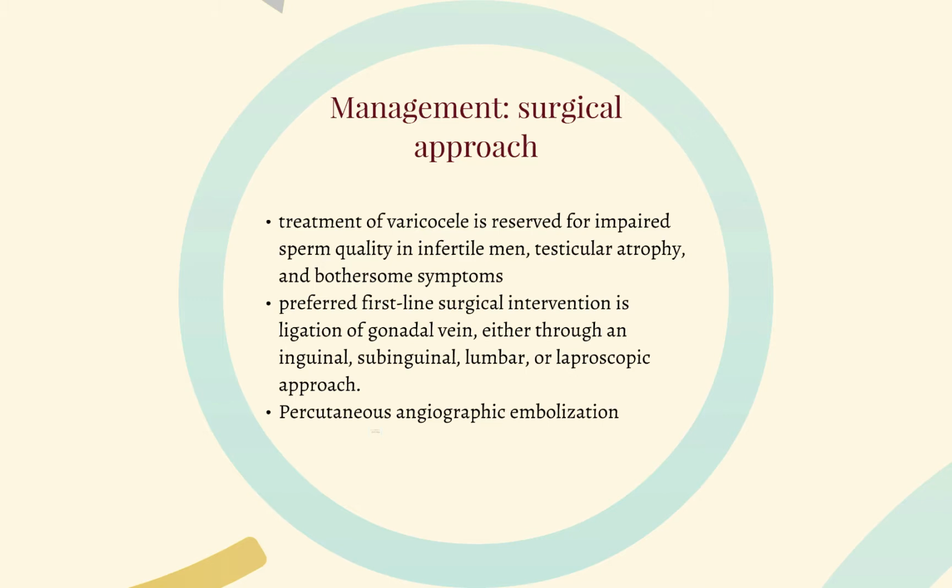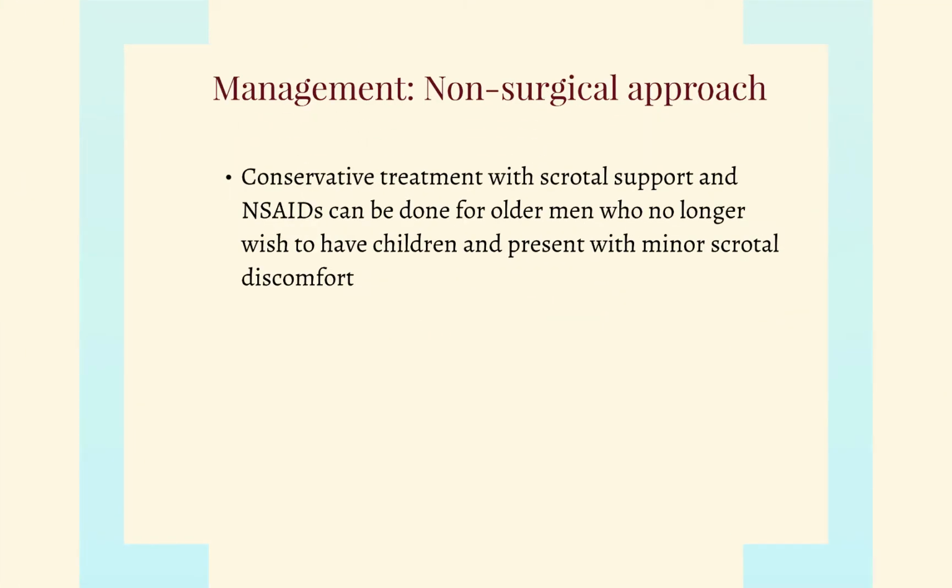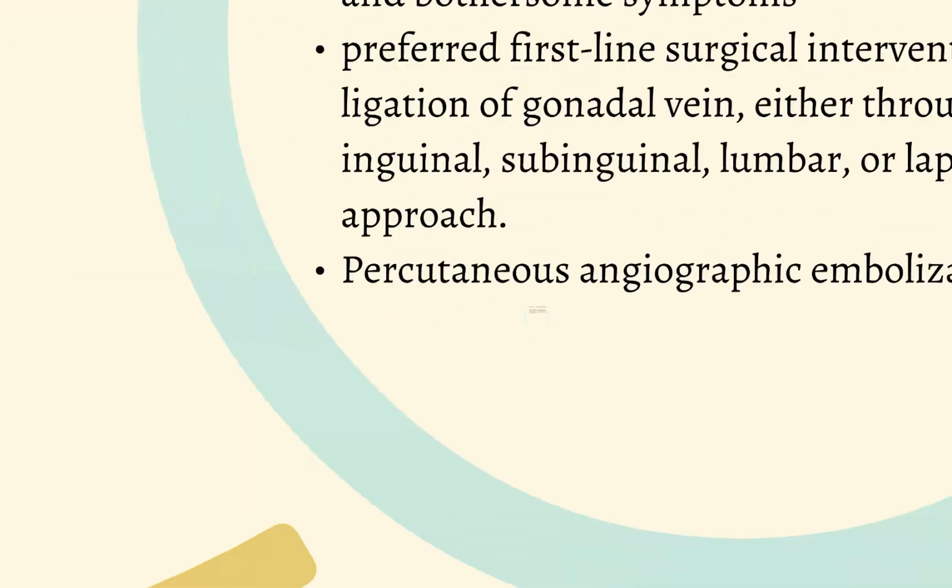Though if treatment is to be done, the preferred first-line surgical intervention is to ligate the gonadal vein to stop retrograde flow into the varicocele, either through an inguinal, subinguinal, lumbar, or laparoscopic approach. Moreover, percutaneous angiographic embolization of the internal spermatic vein is also an option. Conservative treatment with scrotal support and NSAIDs can be done for older men who no longer wish to have children and present with minor scrotal discomfort.